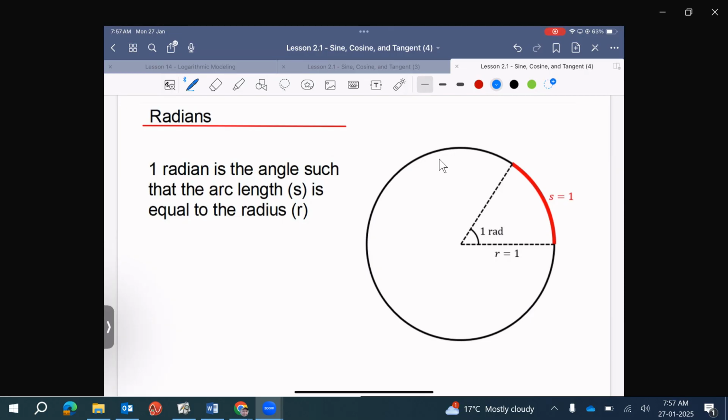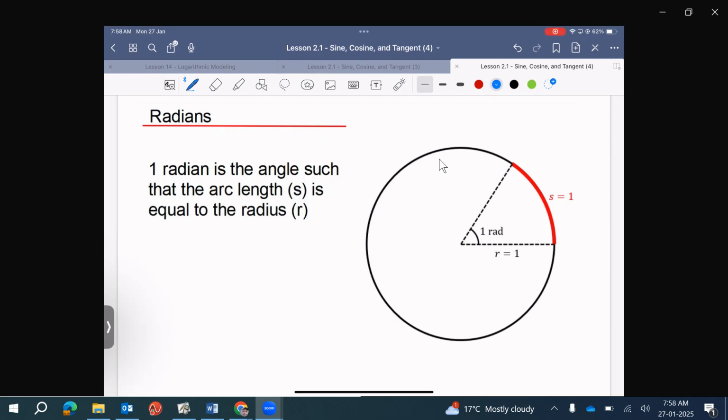1 radian is the angle whereby the length of the radius is equal to the arc length of the sector. So if you increase the angle, the arc length will increase. If you decrease the angle, the arc length will decrease. And at this sweet spot, the arc length and the radius are the same. That's 1 radian. It's about 57 degrees.